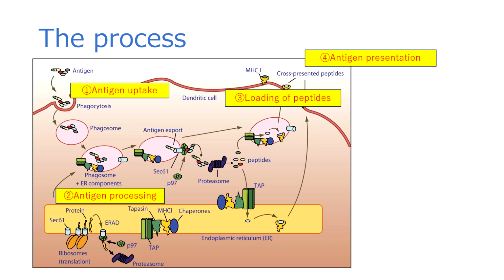Third, loading of peptides. The processed peptides are then loaded onto MHC class I molecules, just like in the normal MHC class I pathway. Fourth, antigen presentation. Finally, the dendritic cell presents the antigen MHC class I complex on its surface, where killer T cells can recognize it.